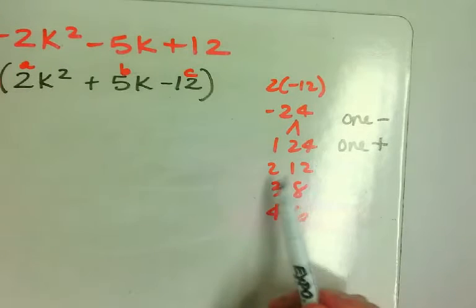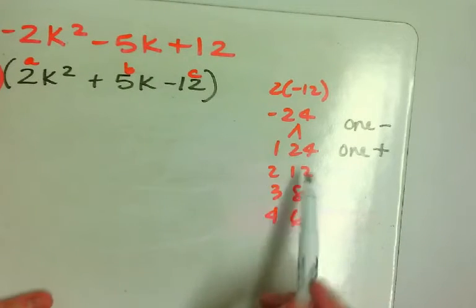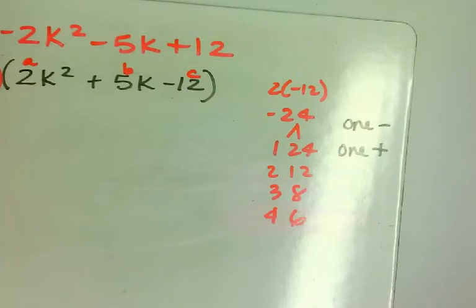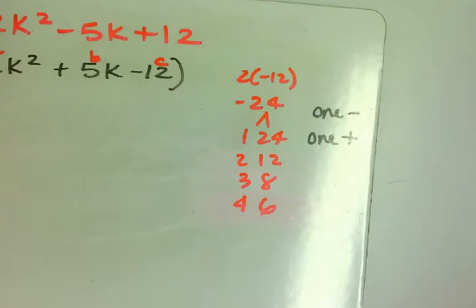Because if not, I mean, what? I need them to combine to give me 5. Does 2 and 12 give me 5? No. Do 3 and 8, when you add them, give me 5? No. So it's not even working until I change one of the signs. So which pair is going to work for me?